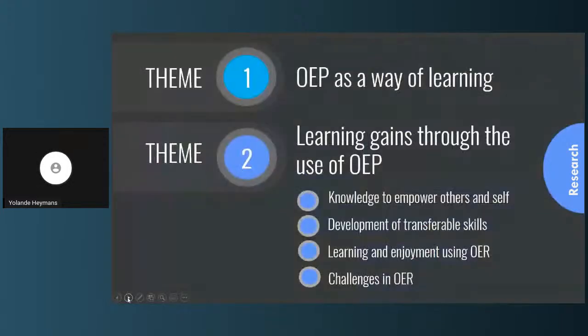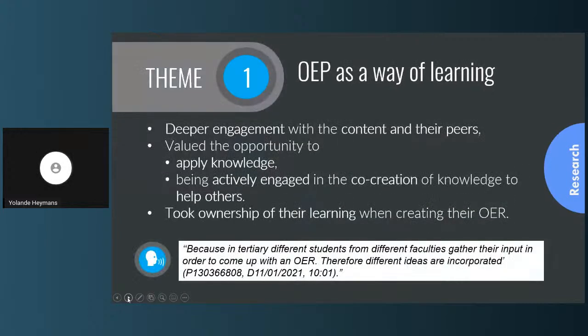From the data set, 2 distinct themes emerged. The first theme, OEP as a way of learning. And then the second theme that emerged was learning gains through the use of open educational practices, and 4 sub-themes emerged. Knowledge to empower others and self, the development of transferable skills, which was an extreme big one, learning and enjoyment using open educational resources, and then lastly, the challenges that they experienced in this process. I'll quickly brief you on each one of them.